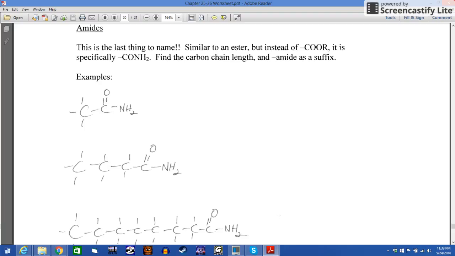It's similar to an ester, but instead of COR, it's specifically CONH2. And it's really no different than any other thing we've seen. Just what's next to the carbonyl. This time it's an NH2 group. Find the carbon chain length and drop the E like usual and add amide as the suffix. So here we are again. 1, 2 carbons, so ethane, drop the E, ethan, amide, ethanamide.